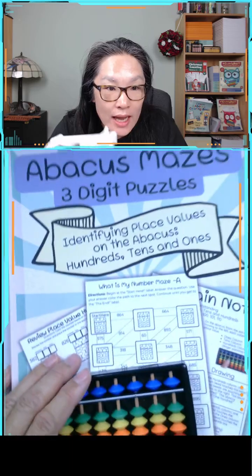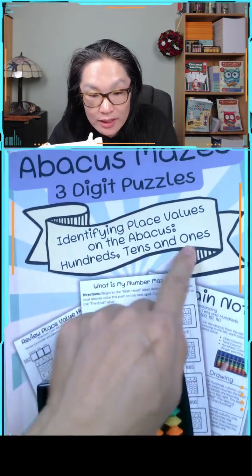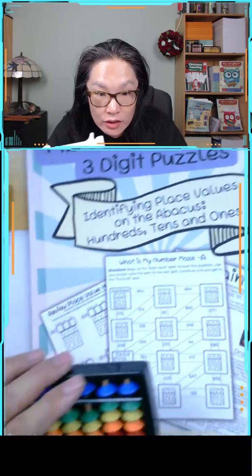This is an Abacus Mazes book. It's a 3-digit one. We talked about the hundreds, the tens, and the ones. So I just got here the 2 columns on the right.